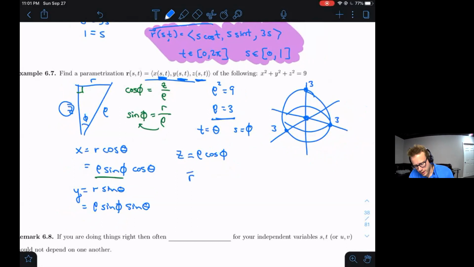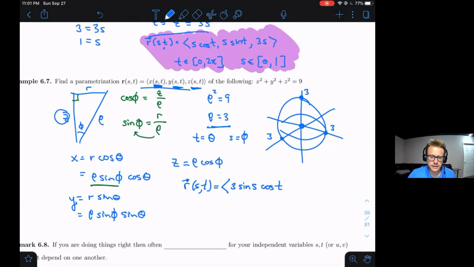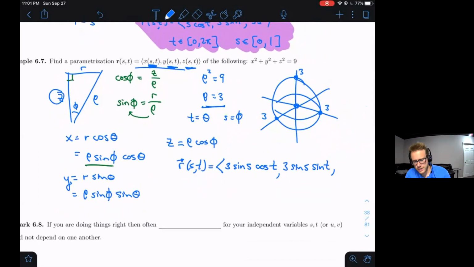So let's go ahead and do it. R of s, t. For x, we're going to have 3 sine phi cosine theta. And again, instead of phi, I'm writing s. Instead of theta, I'm writing t. All right. For our y variable, we have rho sine phi sine theta. And then finally, for our z, we have rho cosine phi.